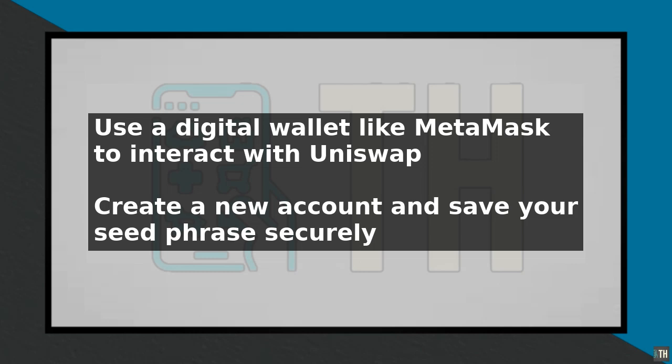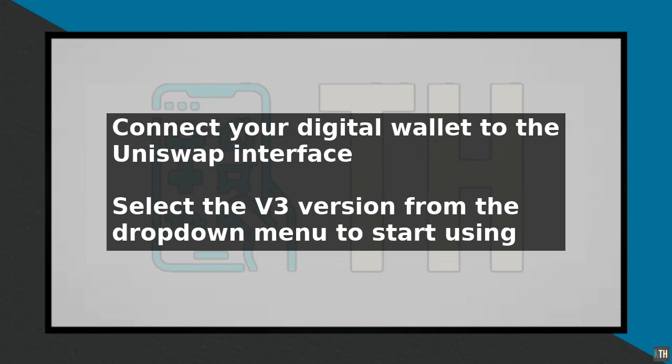You can then browse the available markets, view trading pairs, and execute trades. To add liquidity to a pool, click on the Pool tab and select the pool you want to add liquidity to. Then follow the prompts to deposit your tokens.